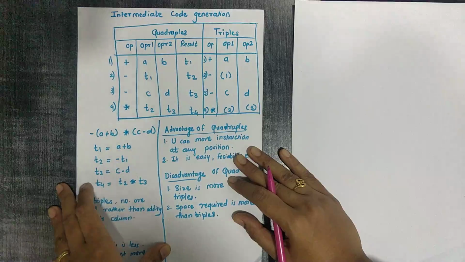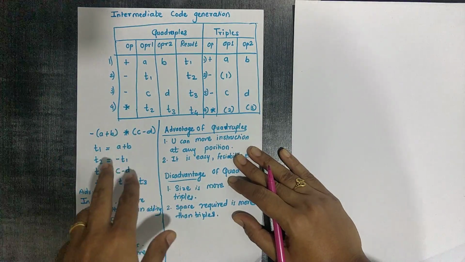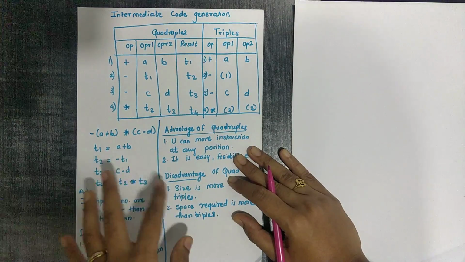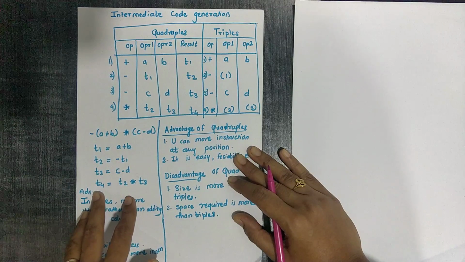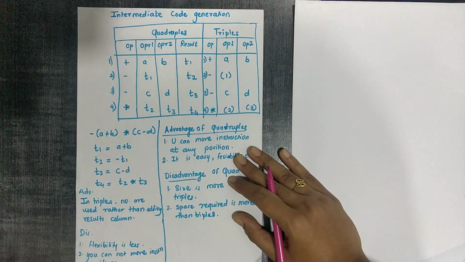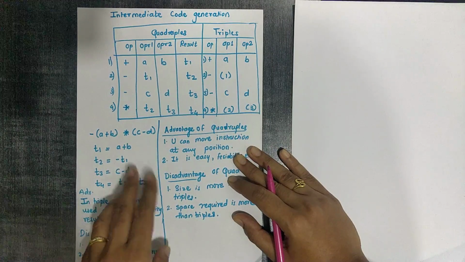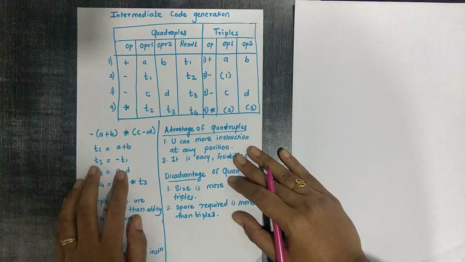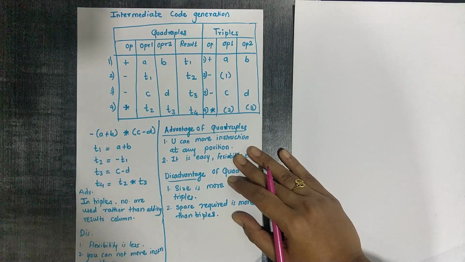So intermediate code generation is nothing but whatever expression is given, that expression is converted into 3 address code. Okay, what is the 3 address code? 3 address code is nothing but where you have to operate on the 3 addresses. Operator, operand 1 and operand 2, these 3 things will be available in that 3 address code, and that expression will be assigned to 1 variable.